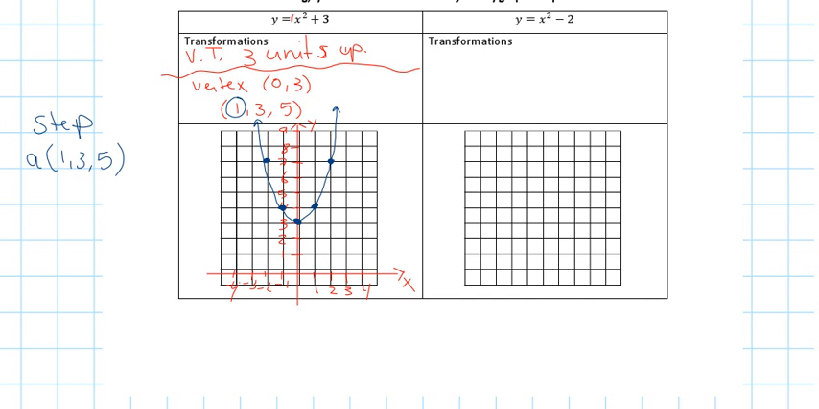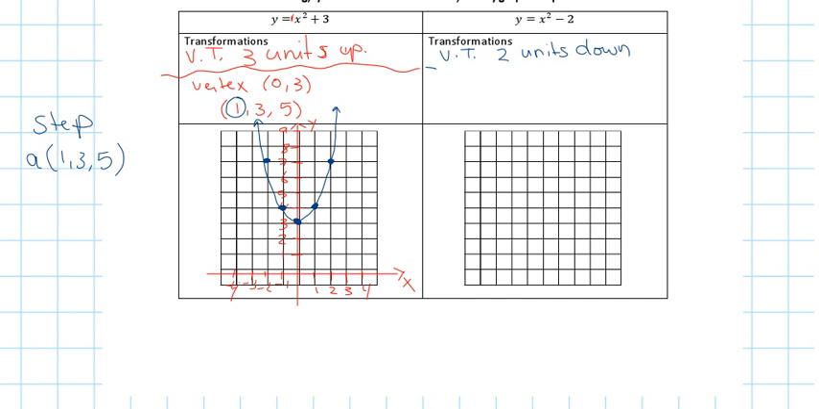How about the second example? So I have y equals x squared minus 2. What is my transformation? Vertical translation 2 units down. That's correct. Vertical translation 2 units down.